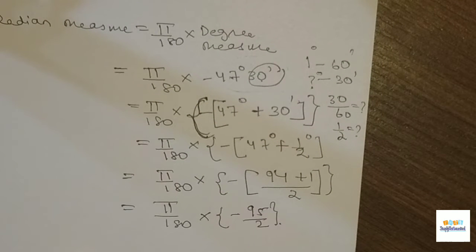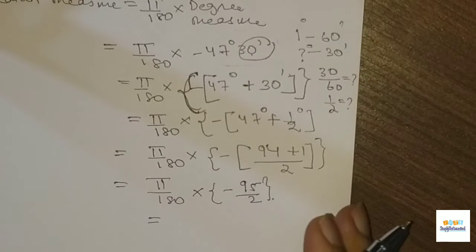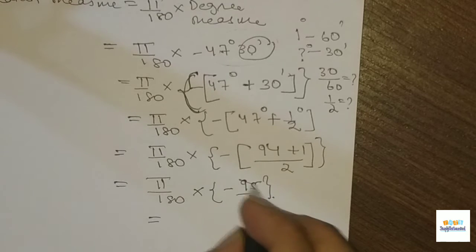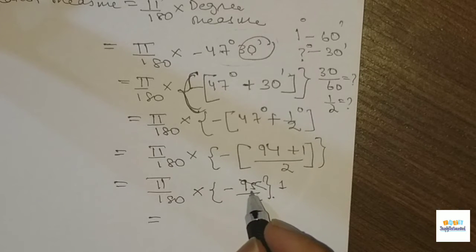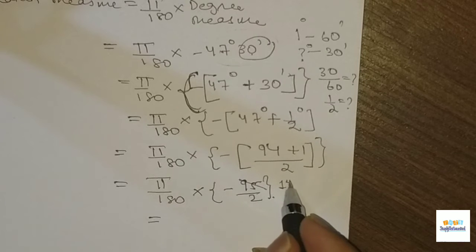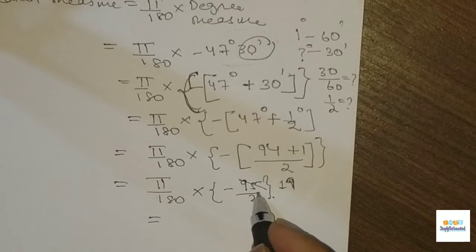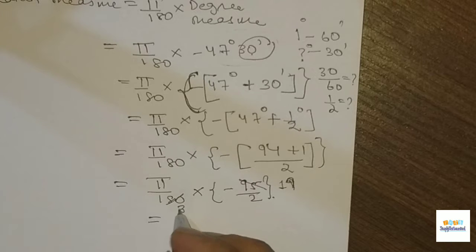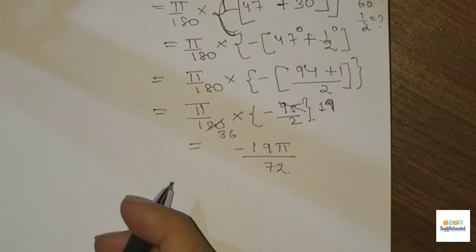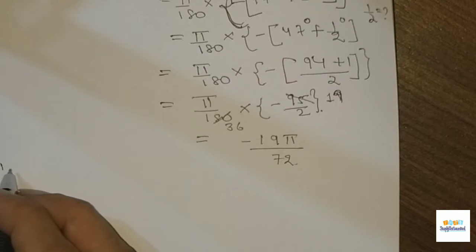Okay, so that is equal to, what we can do is just cancel this and this by 5. Cancel 95 and 180 by 5, so 1 5 is 5, 4 remains 9, 19 5s are 95, 5 90s are 95, and 5 36s are 180. So minus 19 pi by 36 multiplied by 2 is 72. Okay, so this you will get minus 19 pi by 72. Now let us go to the third problem.